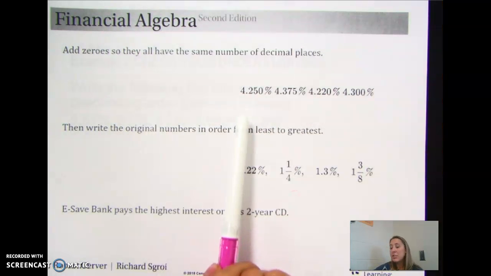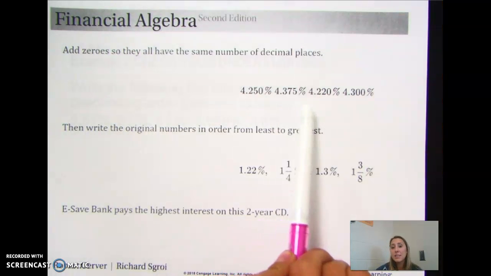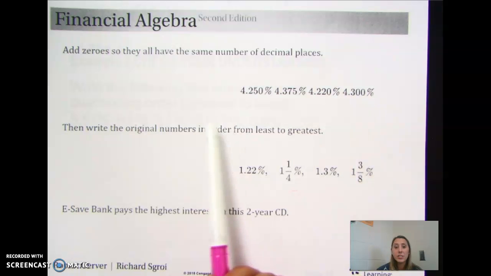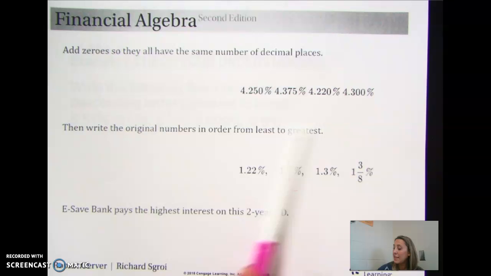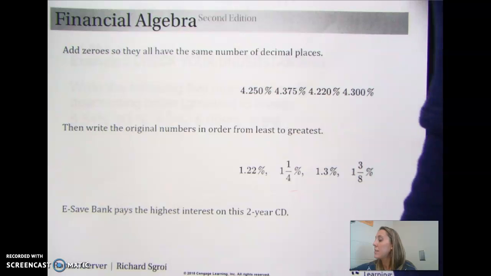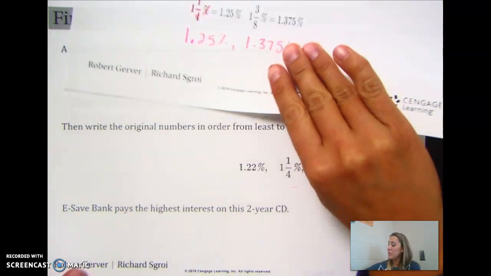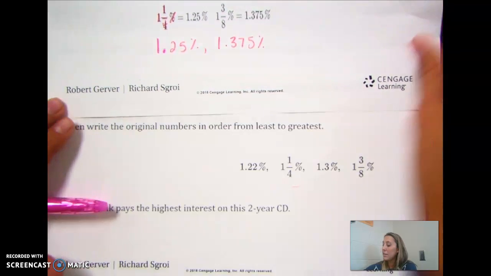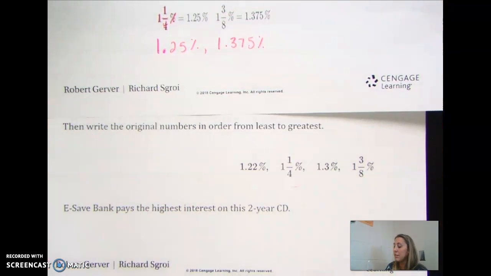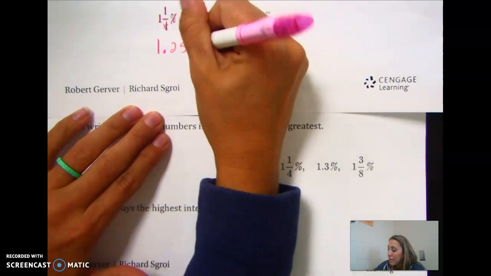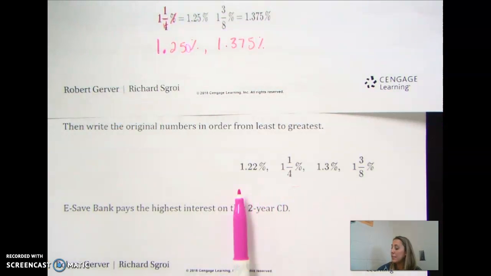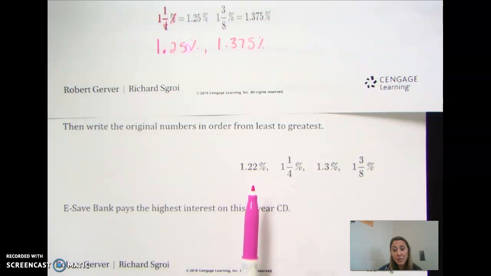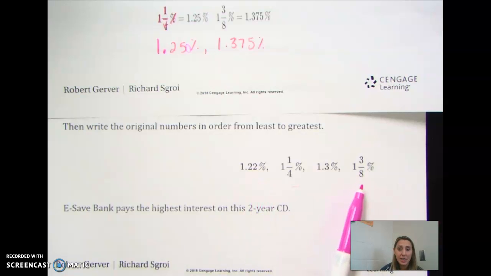One of the things that the book suggests is that you make everything the same size so you're able to compare greatest to largest or least to greatest. So if we take this one and we had found those decimals, which we did over here, so we were able to compare. If I had added a 0 there to make them all the same length, we would be able to compare it, and we would see that 1.22% was the smallest amount offered, and 1 3/8% was the largest. So eSavings Bank gave us the highest interest rate for that 2-year CD.